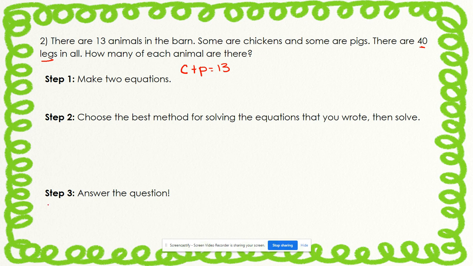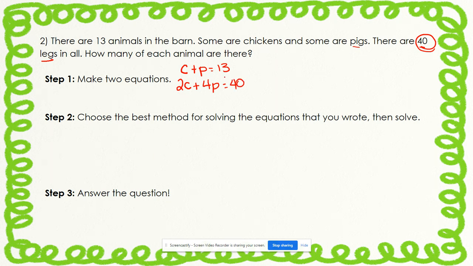How many of each animal are there? Well, we have to think about what we know about a chicken. A chicken has 2 legs. So for a chicken, we're doing 2 legs times however many chickens we have, plus, and then for pigs, our pigs have 4 legs. So we're going to do 4 legs times each pig that we have. And then we know that there are a total of 40 legs. So this gives us a total of 40.